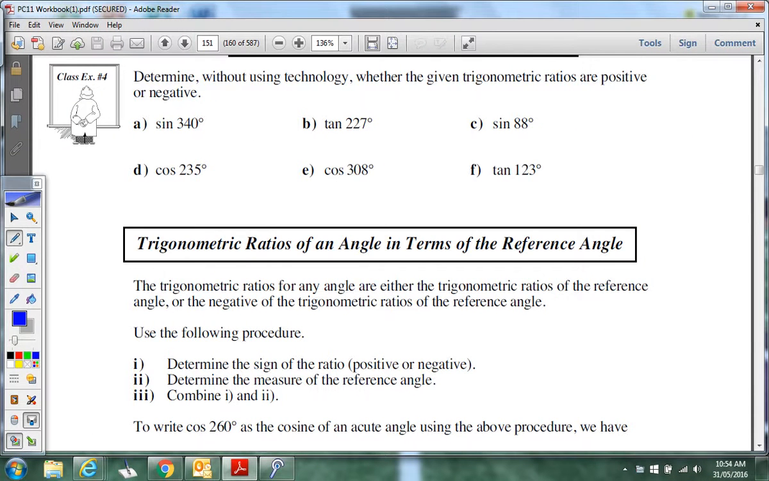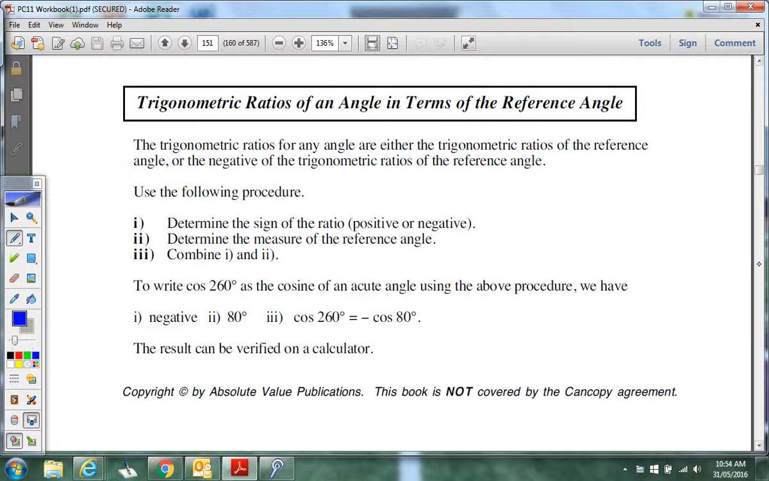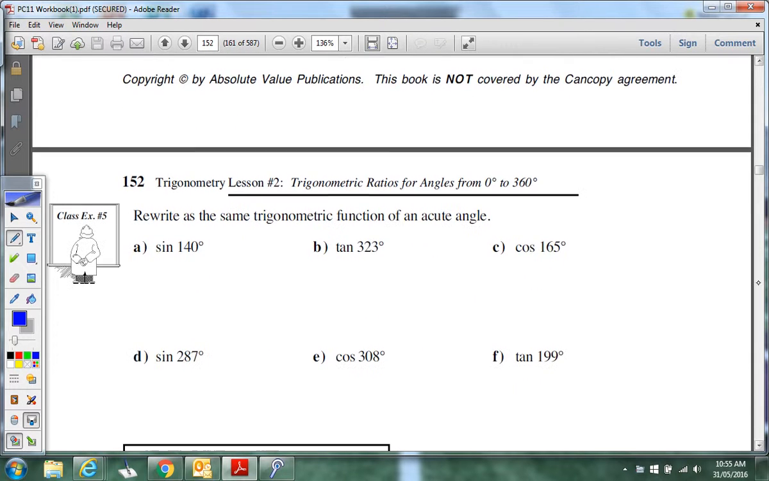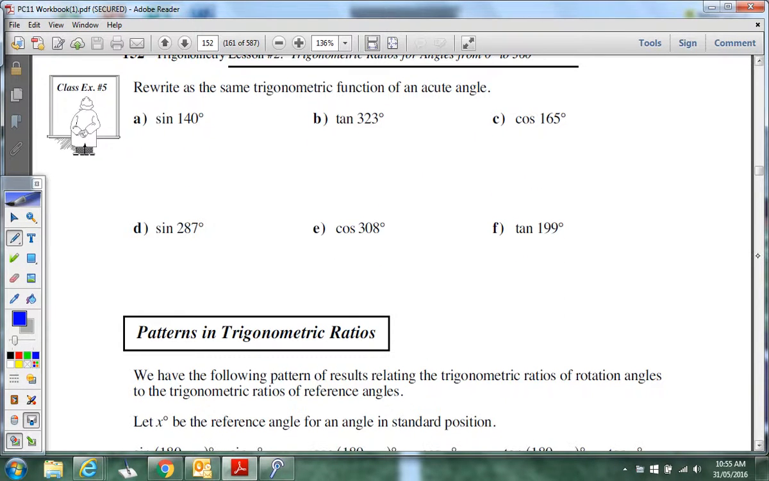Okay, so trig ratios, reference angle. The trigonometric ratios for any angle are either trigonometric ratios of the reference angle or negative. So that's what we talked about earlier, just understanding that it's either going to be a positive or negative of it. Okay, let's actually get to the examples of it. Last thing here.